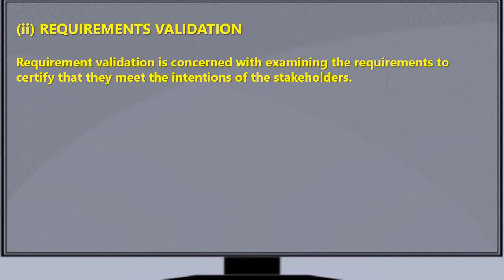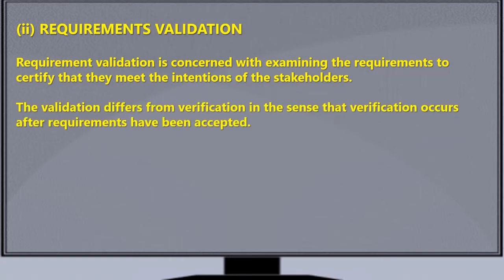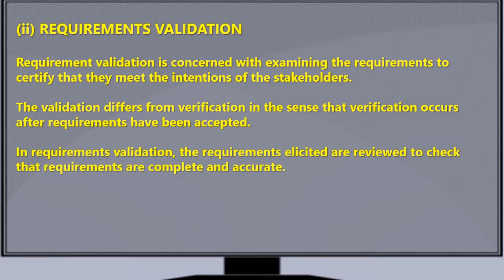Requirements validation. Requirement validation is concerned with examining the requirements to certify that they meet the intentions of stakeholders. The validation differs from verification in the sense that verification occurs after requirements have been accepted. In requirements validation, the requirements elicited are reviewed to check that requirements are complete and accurate.